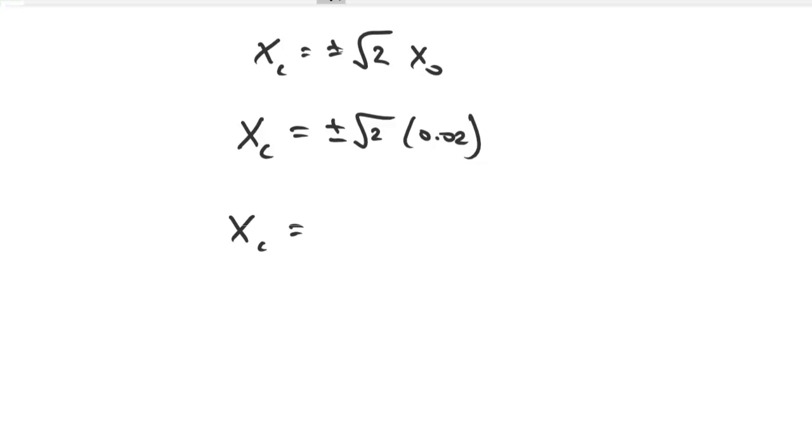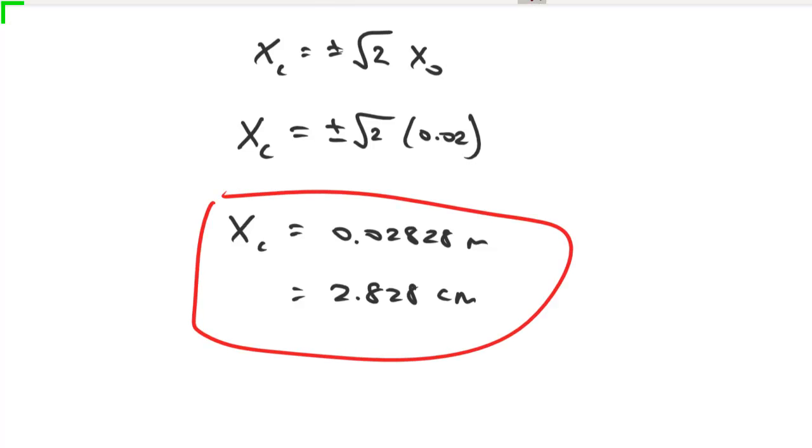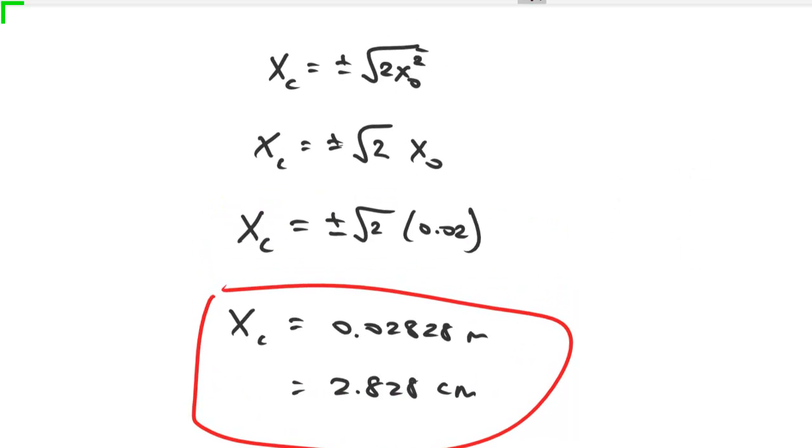And so this comes out to xc is 0.02828 meters, or this is equal to 2.828 centimeters, either way. So really what that comes down to is that I needed to stretch it square root of 2 times as far. Just kind of think about this, this proportional reasoning here.